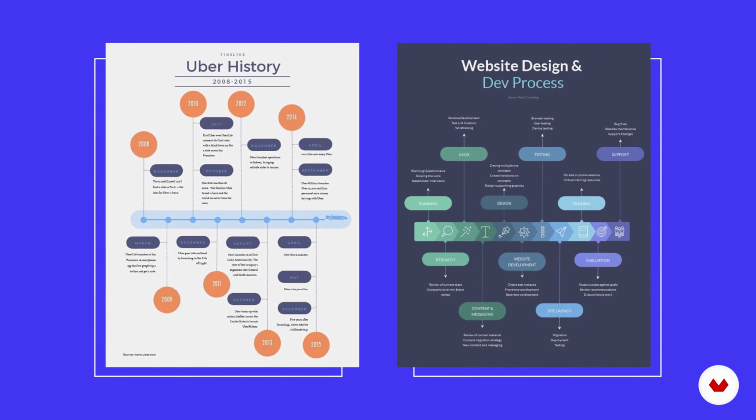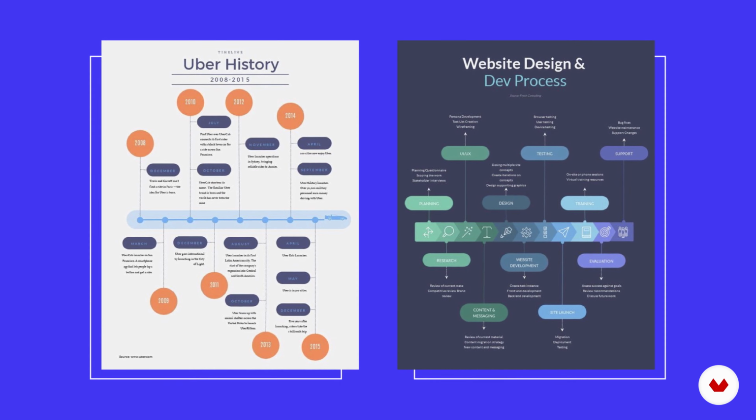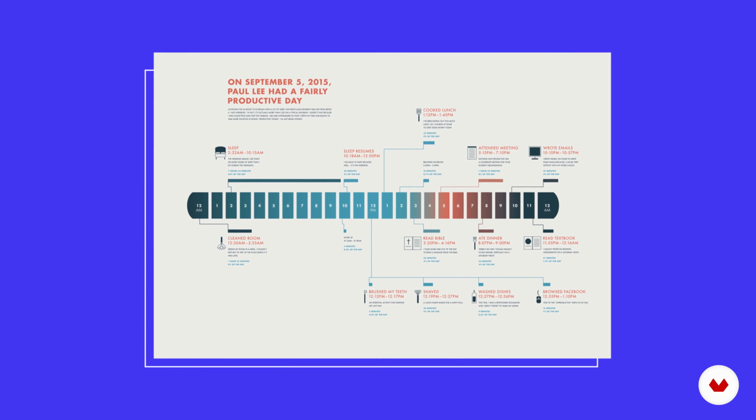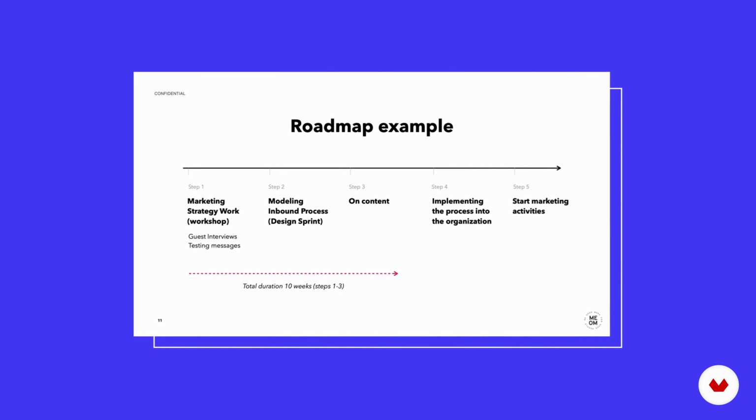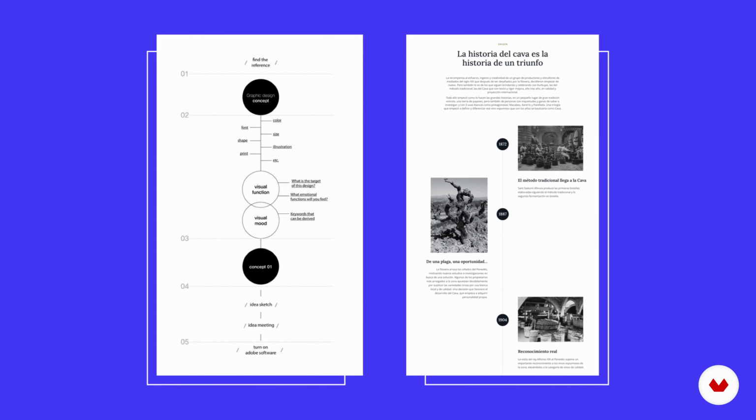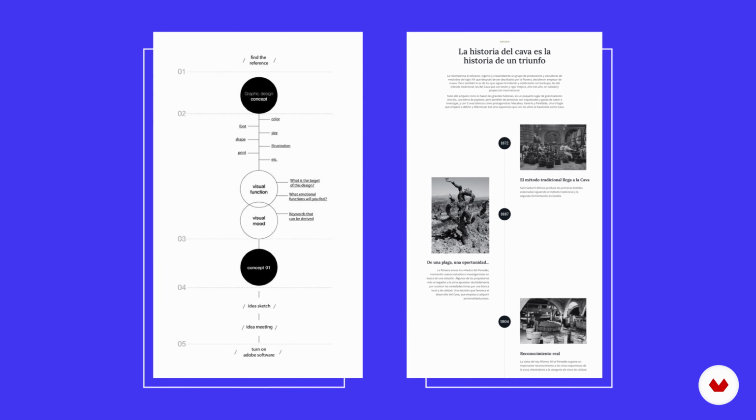Now, timelines can be as simple as this one, or they can also display a multi-layered process. Notice that it is very similar to the process diagram, but in this case, we have an actual timeline with dates and periods of time, whereas the process diagram is organized by steps. Timelines on websites are often displayed vertically.